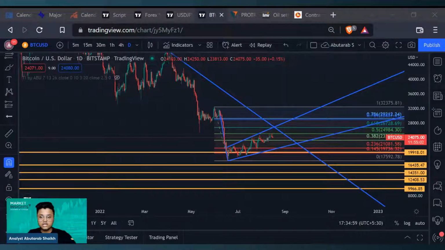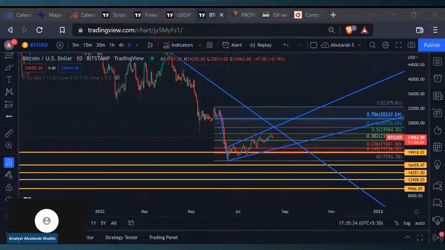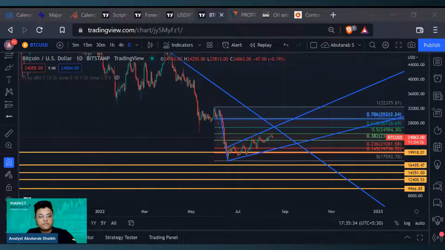So is this chart visible? Everyone can just put a thumbs up if it is visible. Is it visible? I suppose it is, because it is visible on my screen. Just put a thumbs up if it is visible.